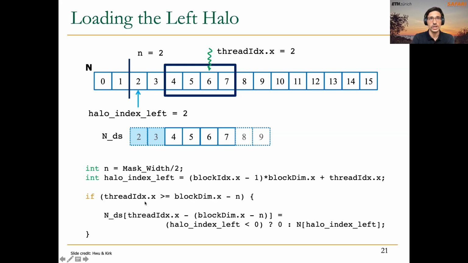So that's why we only have working here those threads that have an index that is greater or equal than the block dimension minus n, that is the size of the halo. And in that case, what we do is loading the corresponding element, this N[halo index left], we load it into the corresponding position of the shared memory, as you can see here. So thread two goes to the array and reads this element two here and loads it in this corresponding position in index zero of N_ds.